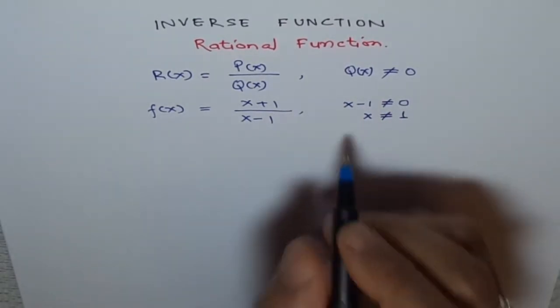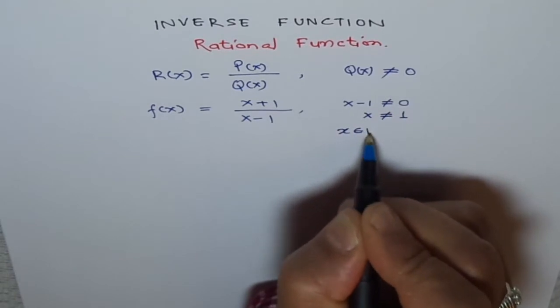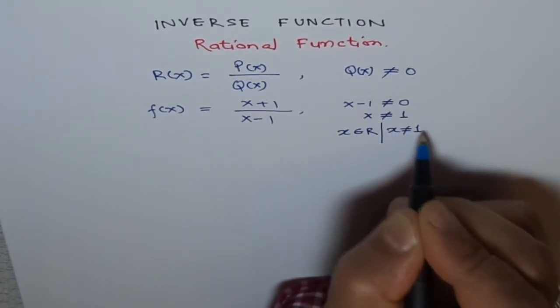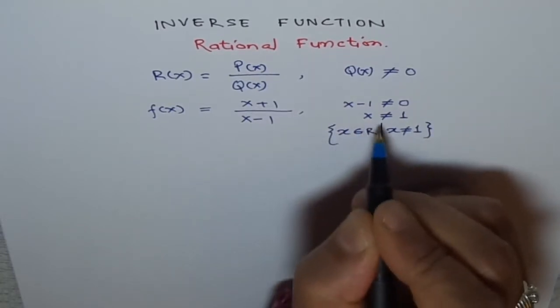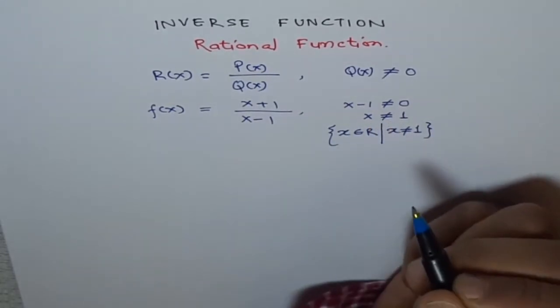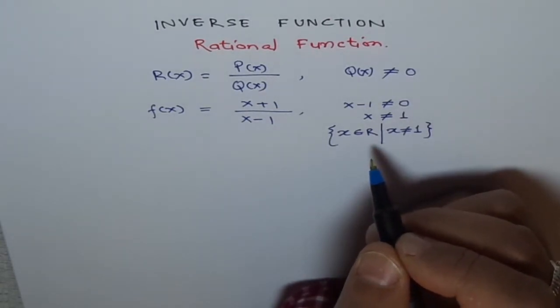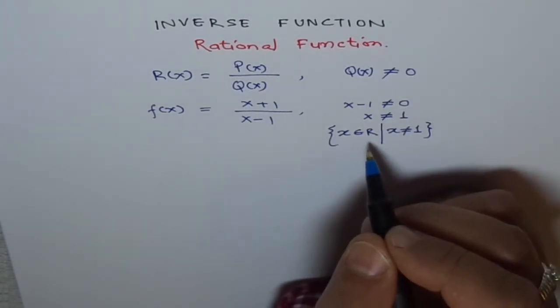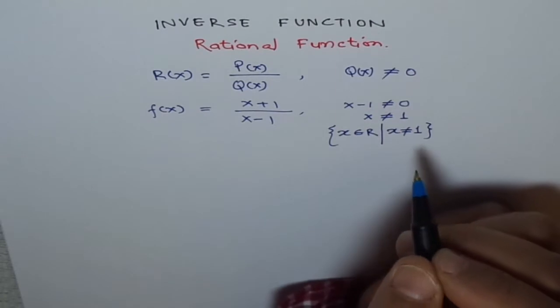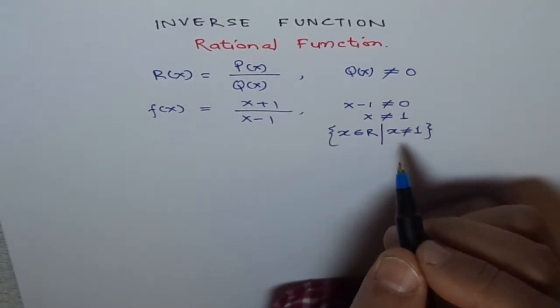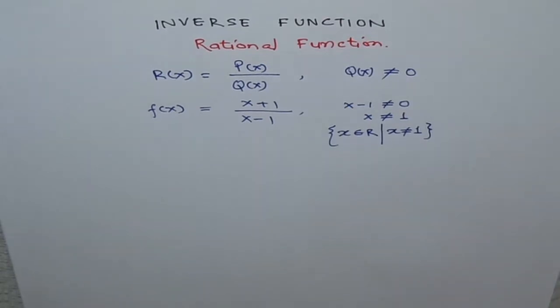So basically, x belongs to real numbers, but x is not equal to 1. This is what we are trying to say when we write comma, x is not equal to 1. Remember, if the set of numbers is not mentioned, the set of real numbers is our default value. So the domain is always the set of real numbers if not specified. Now let's try to find the inverse of this function.